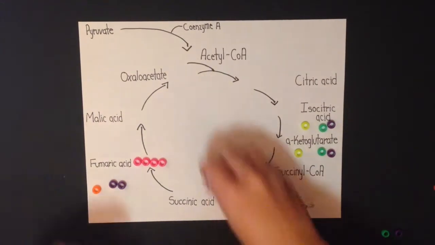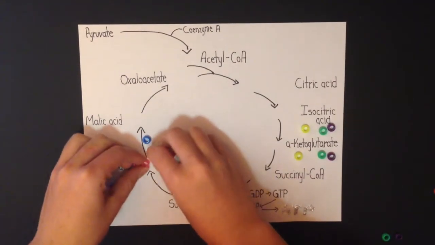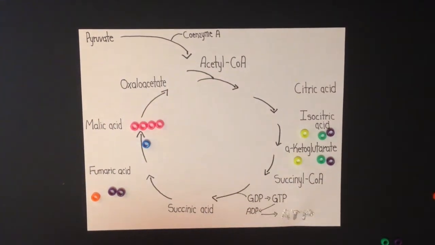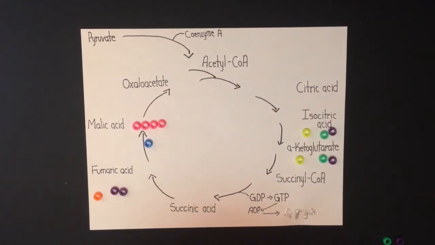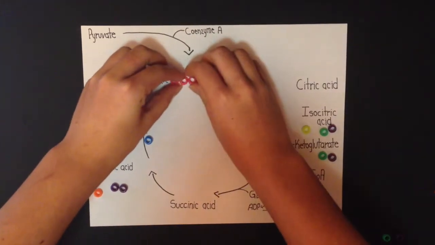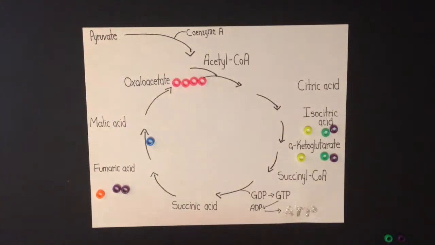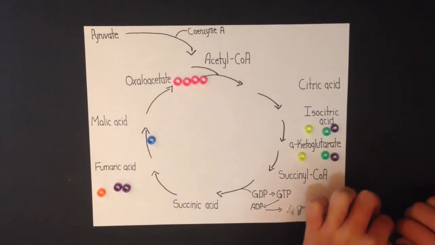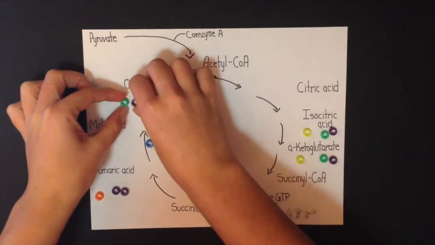Fumaric acid is then added with water to create the 4-carbon molecule malic acid, oxidized to complete the cycle and turn into the 4-carbon molecule oxaloacetate. During this process, we then create another NADH.